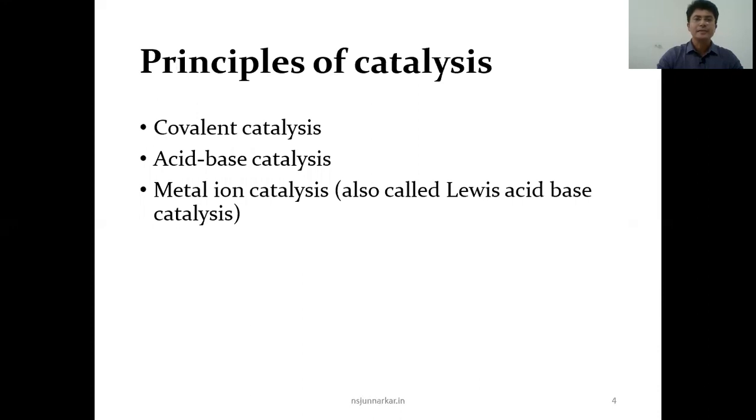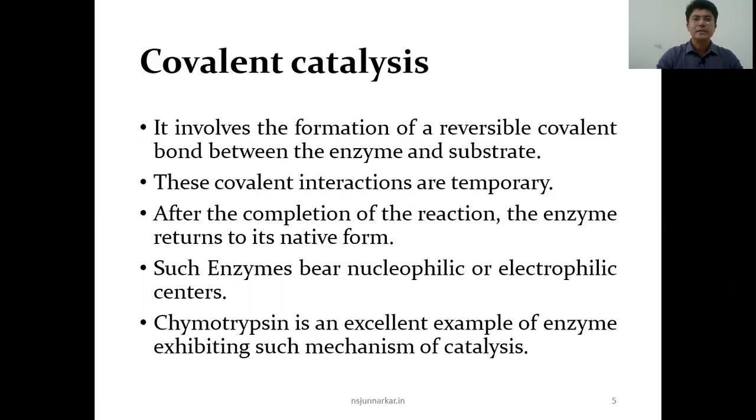Principles of catalysis. Now the enzymes can exhibit different kinds of catalysis. Catalytic reactions can be exhibited by them. These generally include covalent catalysis, acid-base catalysis, and metal ion catalysis. Metal ion catalysis is also referred to as Lewis acid-base catalysis. So let us look at this one by one.